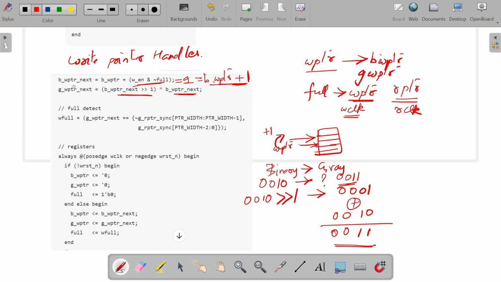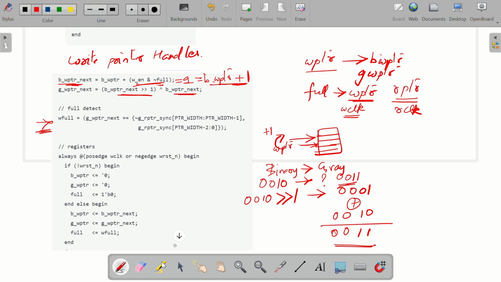So what is my B right pointer next doing? It is incrementing my pointer value. It is updating my pointer value by 1 if and only if my W enable, that is my write enable, is asserted and my full condition is false. And the conversion from binary to gray is being done by right shifting by 1, then XORing with the same value. Now the next important thing which we must do here is find W full flag.